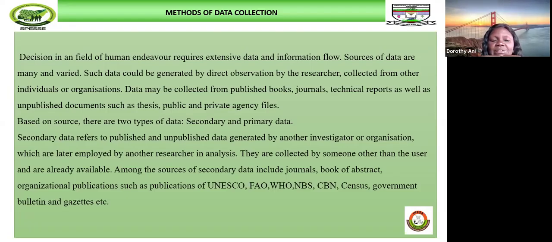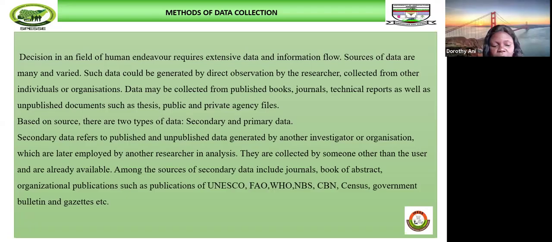What am I trying to say? We are trying to see the types of data we have, but this one is based on the source. So when you are using data that someone else has collected, you are not the first person to collect that data. It becomes secondary data, right? Because somebody else has used it. You are using it again.